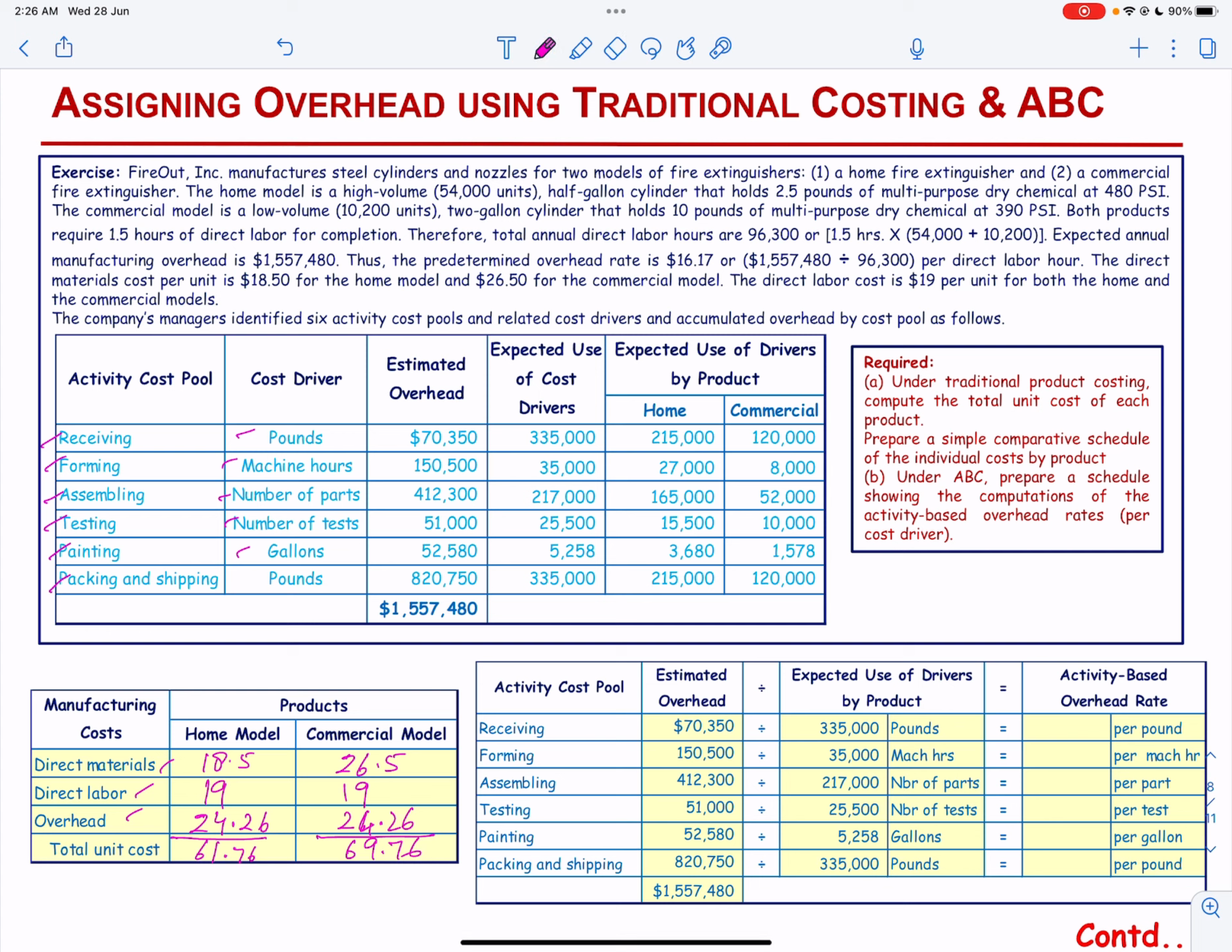We have the estimated overheads, and that is what we have put over here. And the expected use of drivers by product are given over here, and the same numbers are here as well. And now we have to calculate the activity based overhead rate. So we are going to divide, and this will be equal to 0.21, 4.30, 1.90, 2, 10, and 2.45. We will continue with this exercise on the next slide.